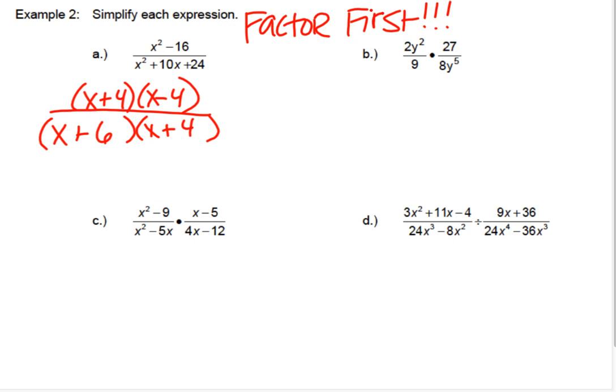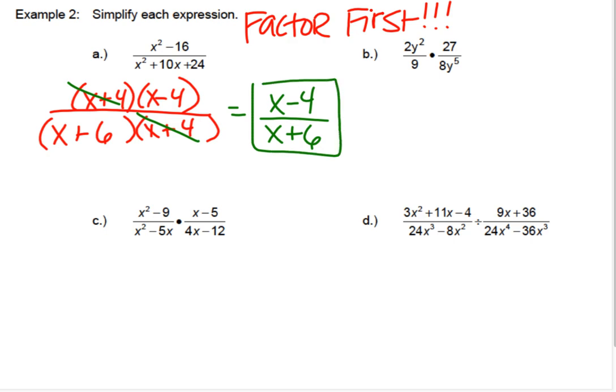Well, that's 6 and 4. And then you'll notice right away, well, I've got an x plus 4 on the top, and I have x plus 4 on the bottom. Those are going to cancel out for me. All we end up being left with is x minus 4 all over x plus 6. I cannot cross out those x's. That's my final answer.